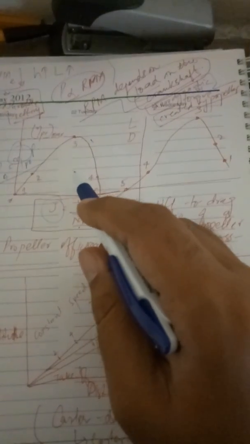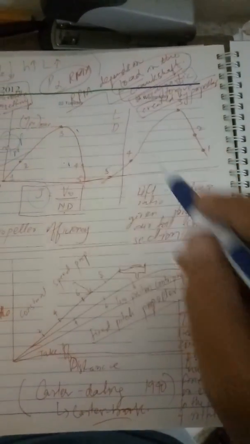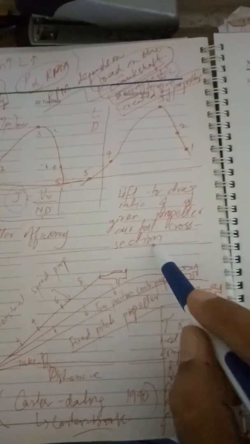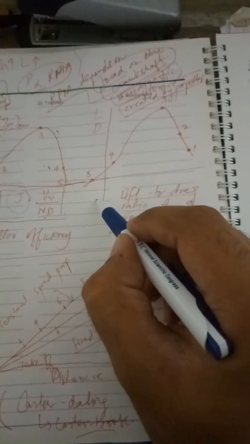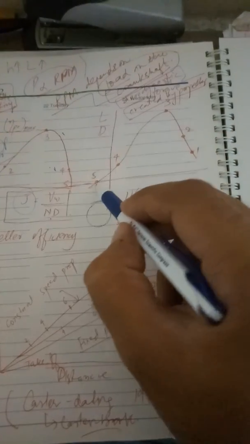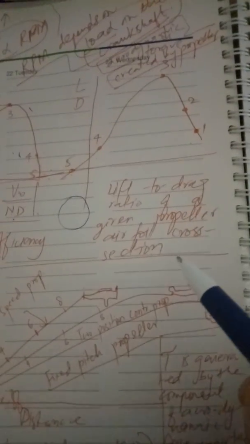We have drawn a graph for this, and this is lift and drag: the lift to drag ratio of a given propeller airfoil cross section. That is how you show it, 1, 2, 3, 4, 5. Lift to drag of a given propeller airfoil cross section. These are the two graphs primarily discussed later on, but I have discussed them earlier.